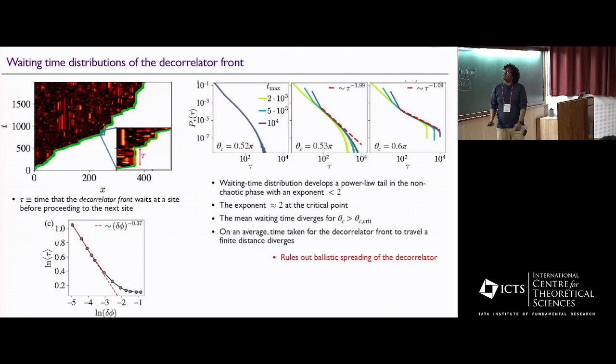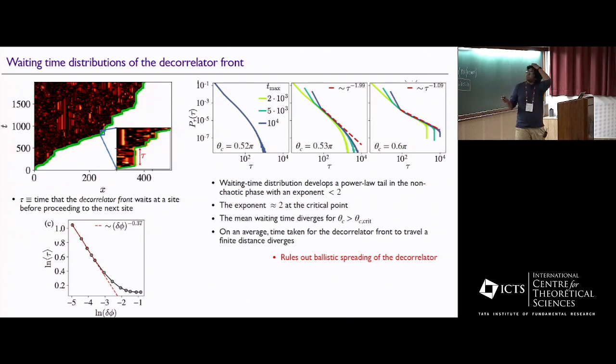And what we find is that in the chaotic phase, this waiting time distribution, on a log-log scale, bends downwards, which means that it's decaying faster than a power law. On the other hand, if I go to the non-chaotic phase, you see that it has a power law, and this power law exponent is smaller than 2. In fact, at our best estimate for the critical point, this exponent hits 2, and that's the point where the mean waiting time diverges.